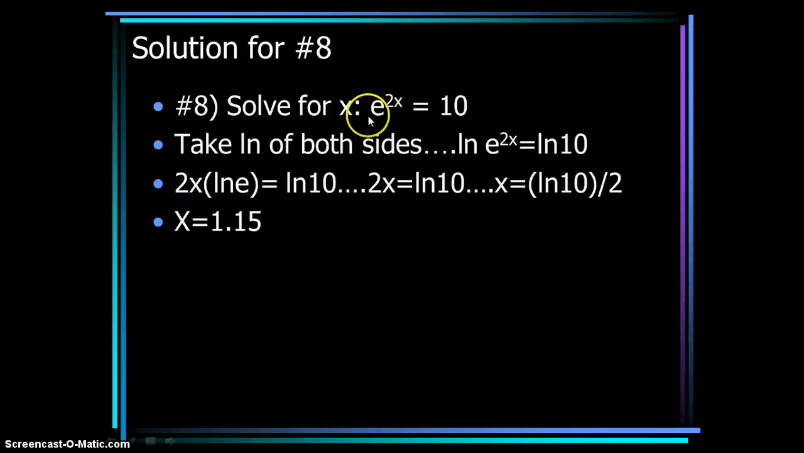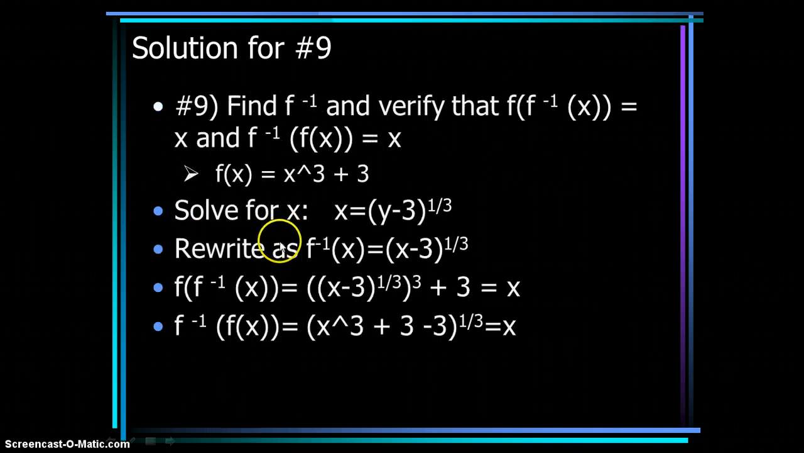Solve for x. The way to get x out of an exponent is to take the natural log, because this base is e, of both sides. We take the natural log of both sides, and I can multiply by 2x. When I multiply by 2x, natural log of e is 1, so I get 2x equals the natural log of 10, or x equals the natural log of 10 over 2. That is not the natural log of 5, by the way. Okay? And if you want an actual value, x would be 1.15.